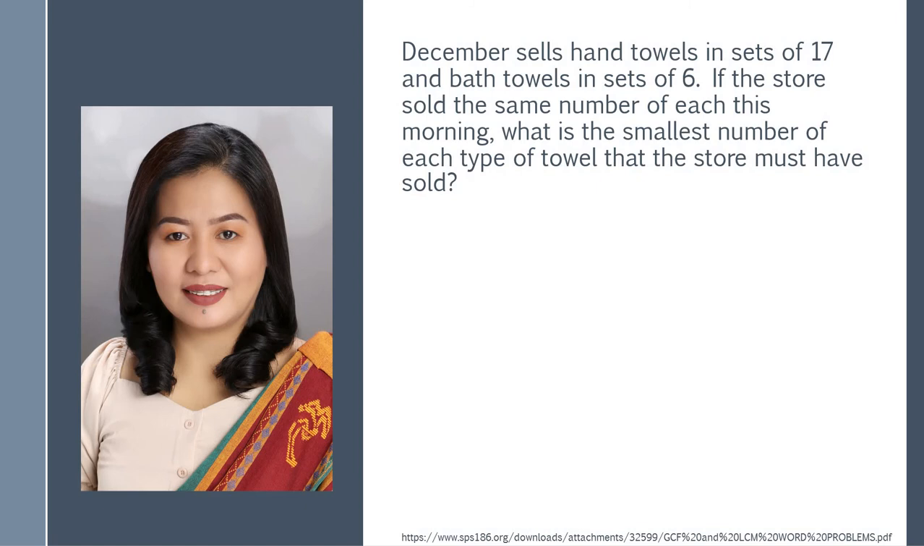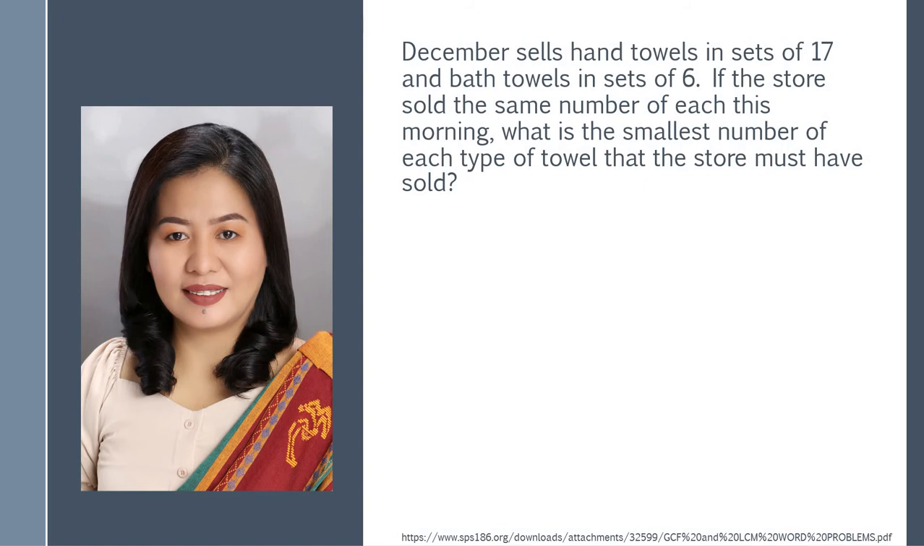Next problem, December. So I'm using here the months as names of people. December sells hand towels in sets of 17 and bath towels in sets of 6. If the store sold the same number of each this morning, what is the smallest number of each type of towel that the store must have sold?